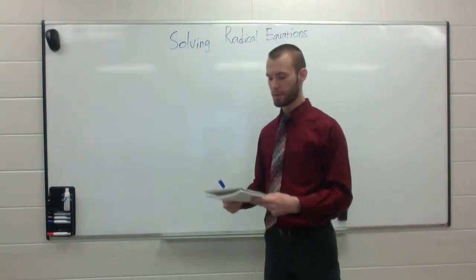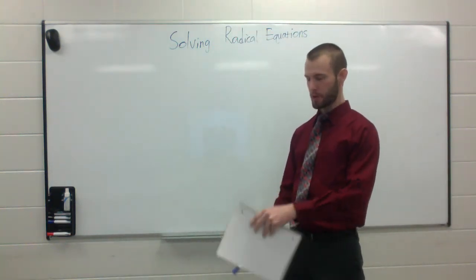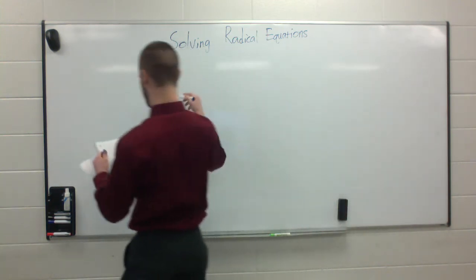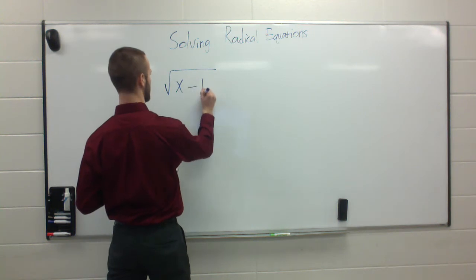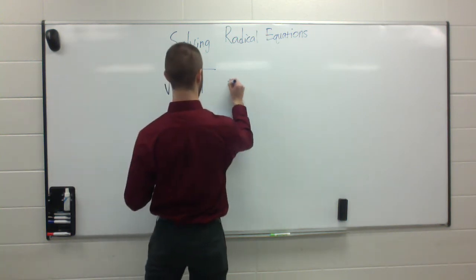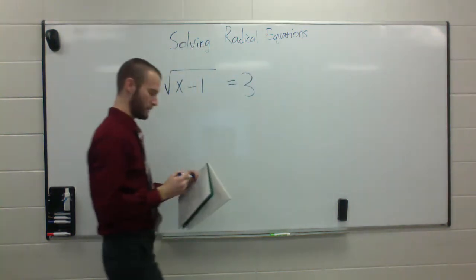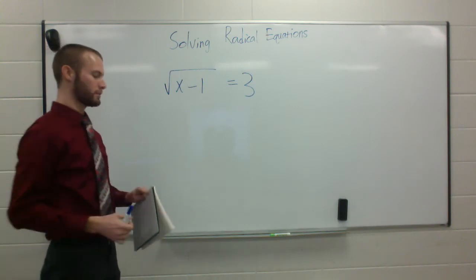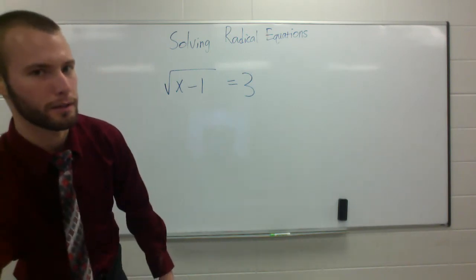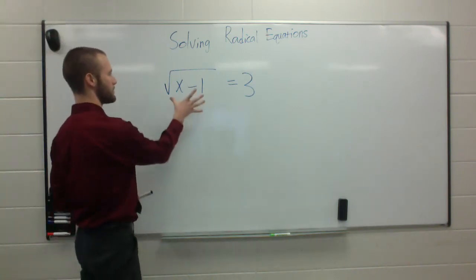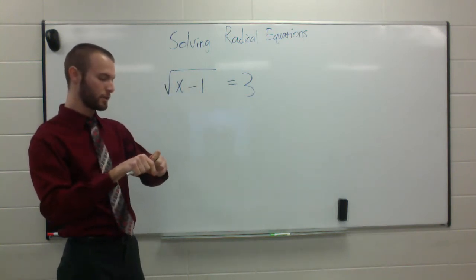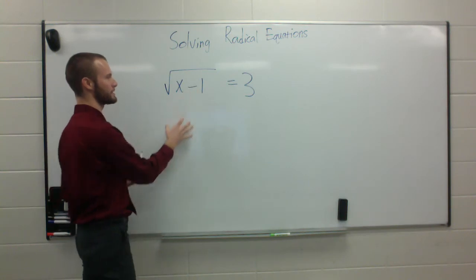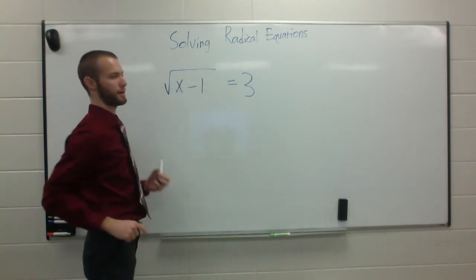So this video is on solving radical equations. So we'll start with an example. Square root of x minus 1 equals 3. And when you're solving a radical equation, there's only one new thing that we're really doing here. We need to eliminate the radical, the square root sign from that side of the equation, because we can't do anything with the inside until we've dealt with the radical.